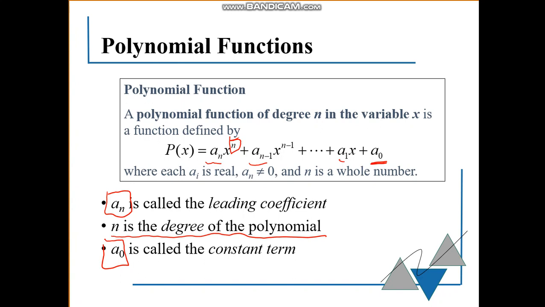One more thing to point out. It says we can't let that leading coefficient be 0, right? This a sub n is just a number, but if that number is 0, then this whole part goes away, and the polynomial that we have left, this part, has an entirely different degree, right? So we don't want that leading coefficient to be 0. We would just leave off that part entirely and write the new polynomial with the new degree.